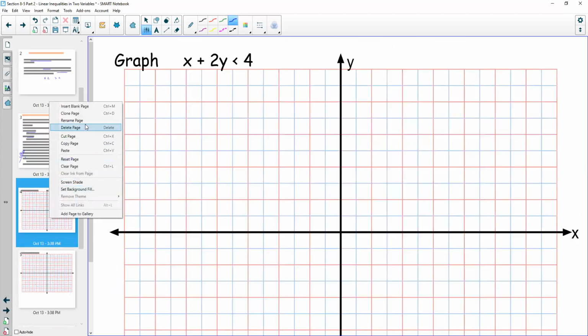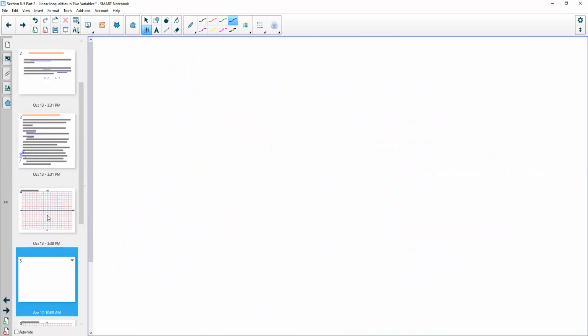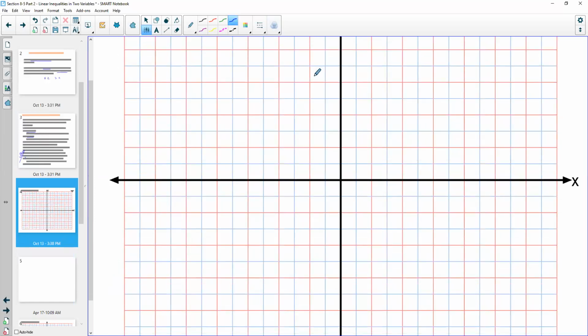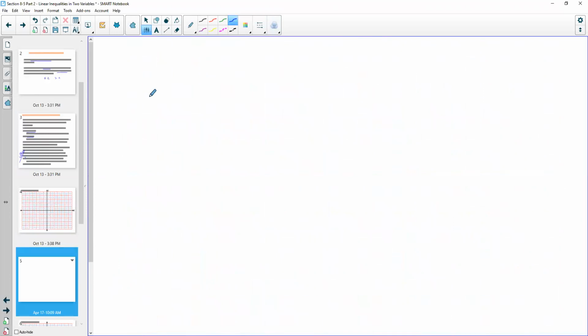I'm going to put in a blank page. So I have x plus 2y is less than 4. You can graph this any way that makes you happy. Okay, so the first thing I notice is I'm going to use a dotted line because there's no equal to here.